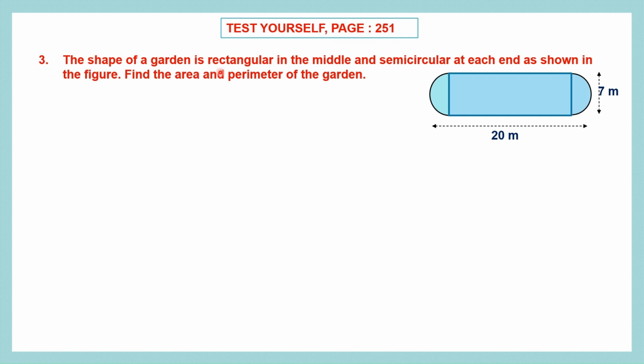Question 3. The shape of a garden is rectangular in the middle. So it's rectangular in the middle and semicircular at each end. So two semicircles at each end. Now we have to find the area and perimeter of this full garden.